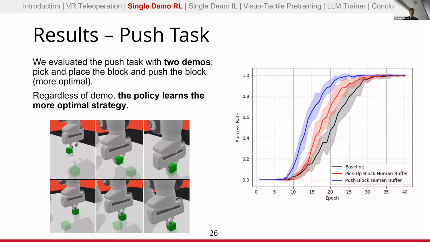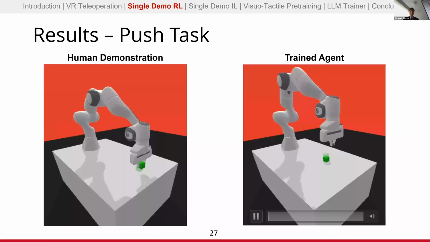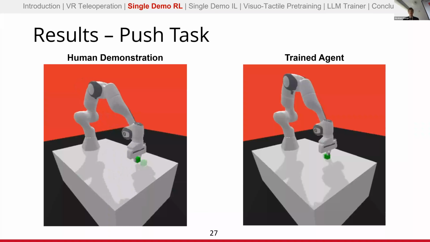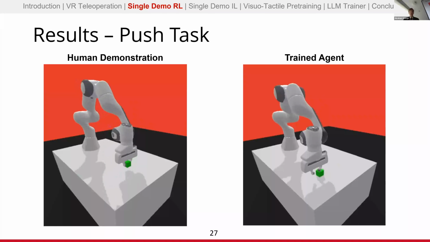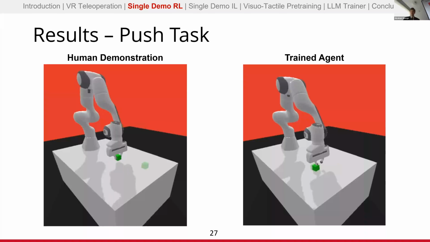However, whenever we train it using these 2 different demonstrations, we see that regardless of which demo we use, whether it's a push demo or a pick and place demo, we still get an improvement in learning. It still learns faster, even if we give it a non-optimal trajectory. So it is not locked to the trajectory we show for the demo. Of course, giving it the optimal demo makes it learn slightly faster, but it is not, once again, locked to that demonstration. And then here are the trained agents. So here you can see the human demonstration on the left and the trained agent on the right doing that push method.